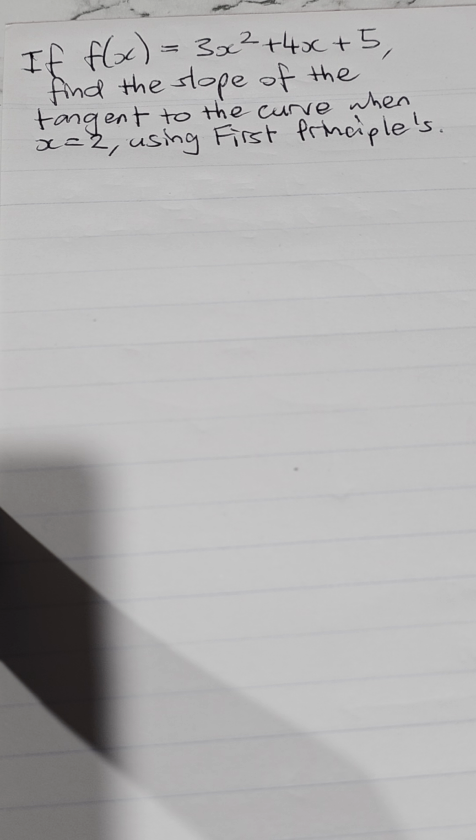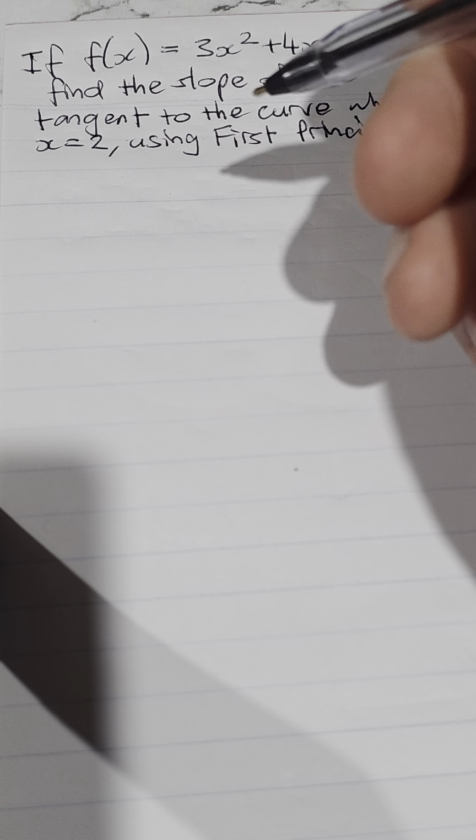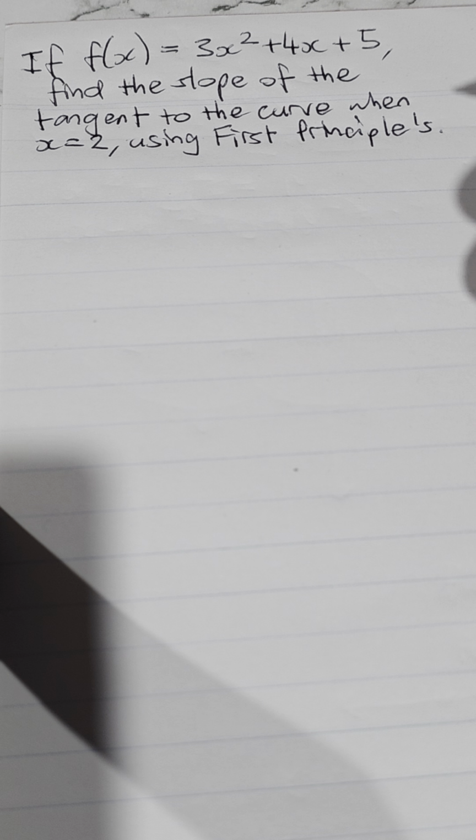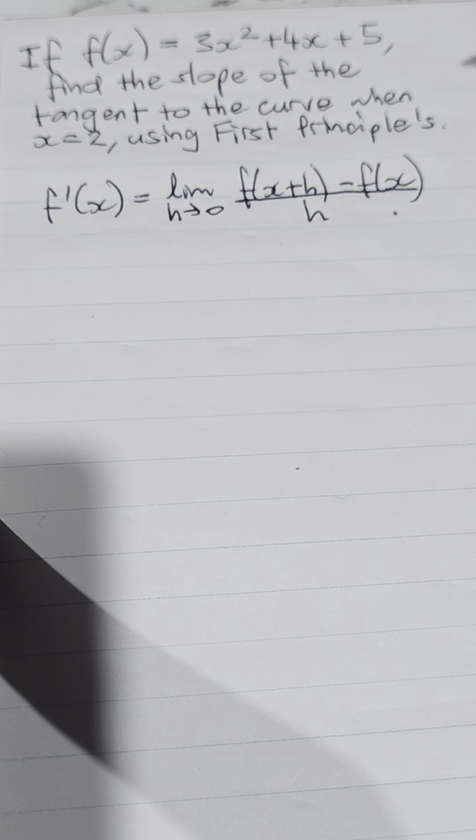Right guys, I've just got a question here about finding the slope of the tangent to a curve when x equals 2 using first principles. So from the equation that we found in the last video, there's two equations that are commonly used that I typically use, but I would use f dash x equals the limit as h tends to naught of f of x plus h minus f of x over h. So that's one I would be looking for.